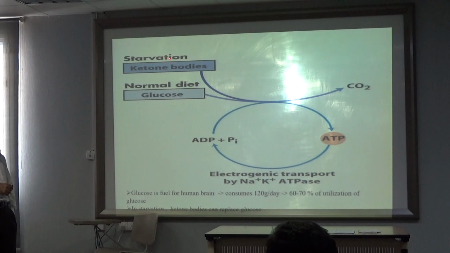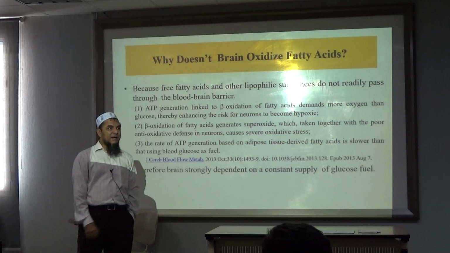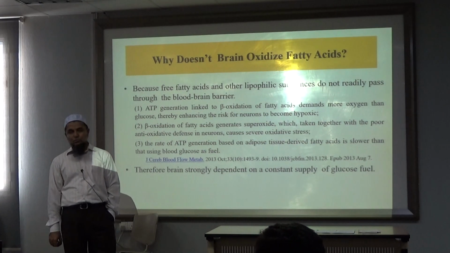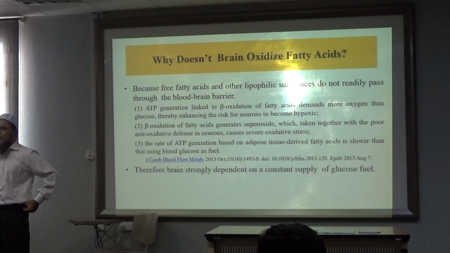So this is the cycle. If there is a normal diet, glucose; if there is starvation, then ketone bodies. And then ADP will be converted into ATP, and this is the energy cycle. Now the question arises here: why does the brain use only glucose? Why can't the brain use fat?